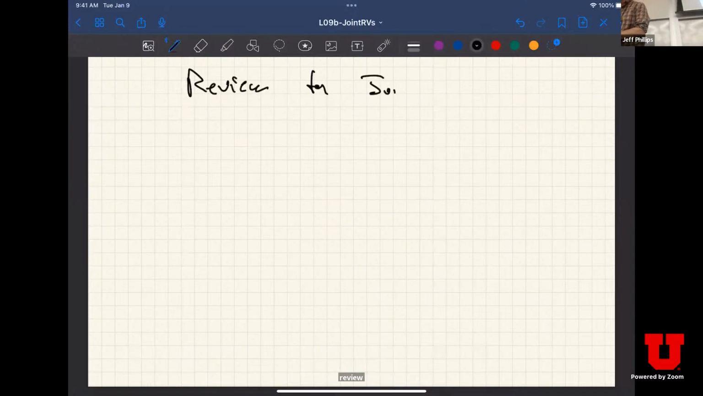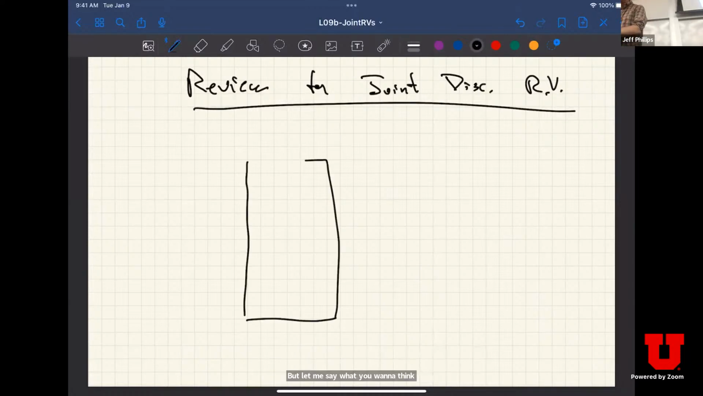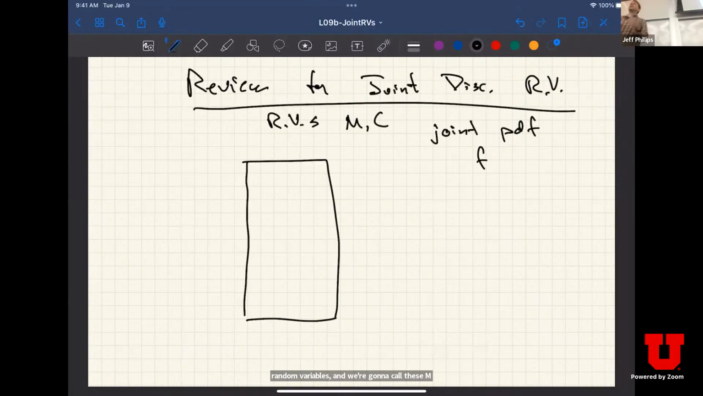Let me do a review for joint discrete random variables. I think this lecture was actually a pretty good review already. But what you want to think about is having a joint PDF, and that would be F, and I'm going to have two random variables, and we're going to call these M and C in some example I'm going to work out. I'm going to get a joint PDF. So I write them both with a comma, and they're going to take on values.